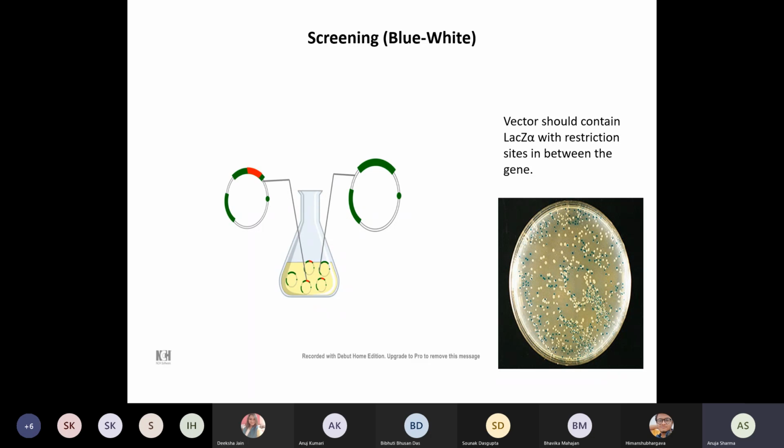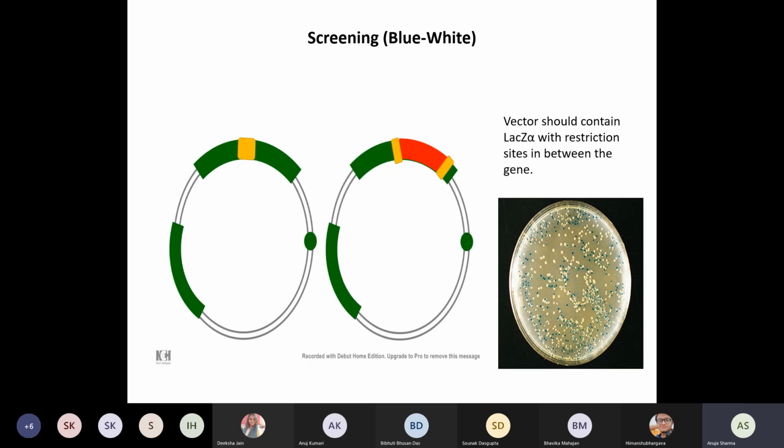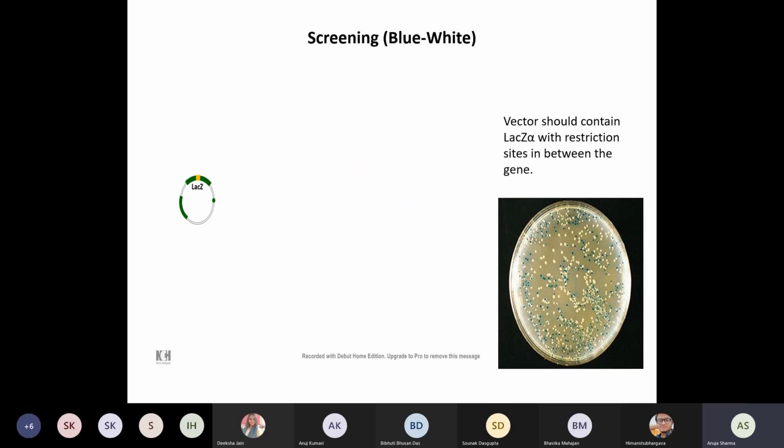In order to do this, you need some screenable markers, and very often the screenable marker is present in the form of a particular reporter gene. In this case, the reporter gene is LacZ. Now, LacZ is present in the multiple cloning site. If we clone our gene of interest in the multiple cloning site, the LacZ reporter gene would be perturbed because we are inserting into the locus of the LacZ gene, so its product won't be formed.